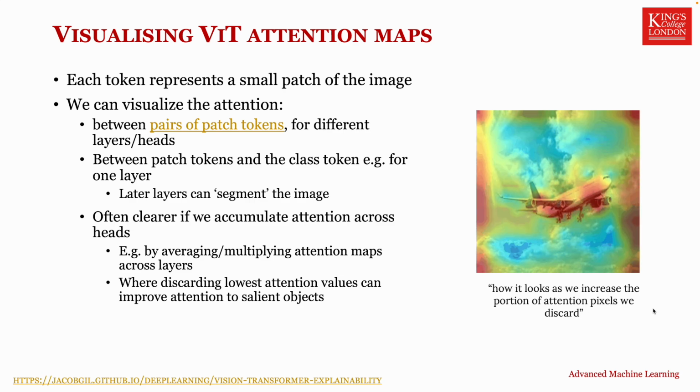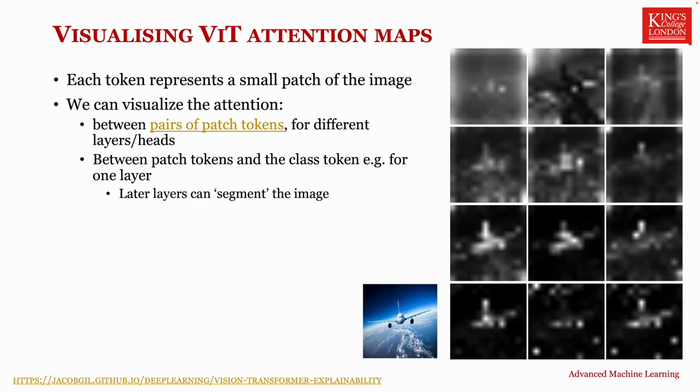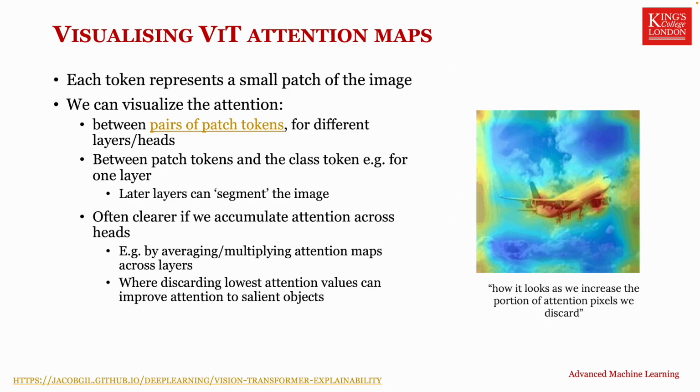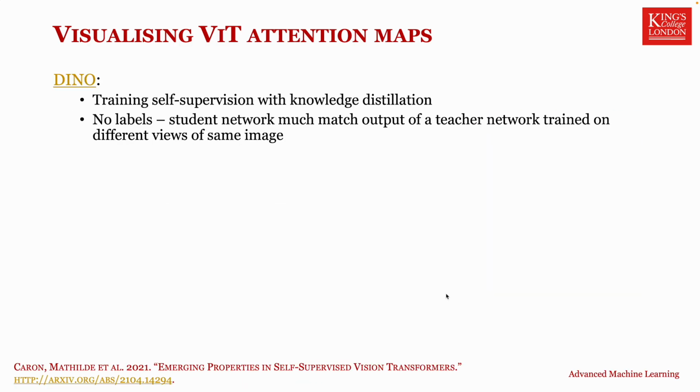We can't look at attention between all tokens, because then we'd be generating these images for every single token pair for every single layer. It's not feasible. So for discriminative tasks, we tend to look at the CLS token, and to simplify things further, we can aggregate attention maps across layers through averaging or multiplying the attention maps obtained from each layer.